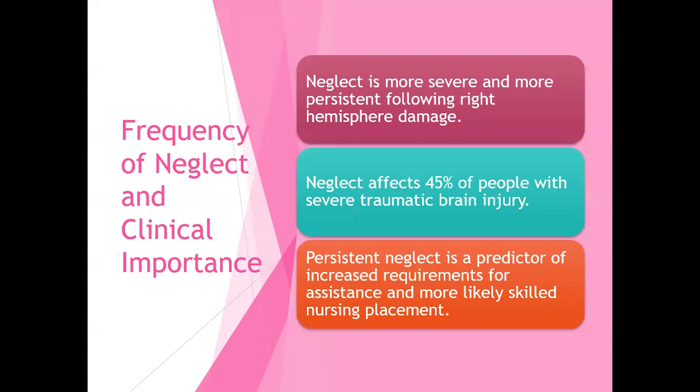Persistent neglect is a predictor of increased requirements for assistance and more likely skilled nursing placement. So obviously, if you have neglect to the point where you have difficulty dressing, you're going to need someone to help you do that. And if you have difficulty with basic tasks and basic ADLs, someone who has neglect is more likely to need to be in a skilled nursing facility or need to have constant monitoring from a caregiver. So it's a big deal. It's a really big deal.